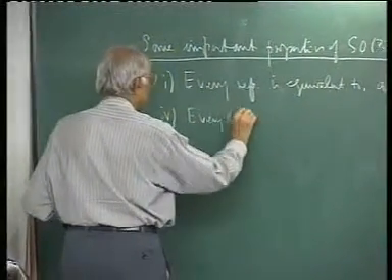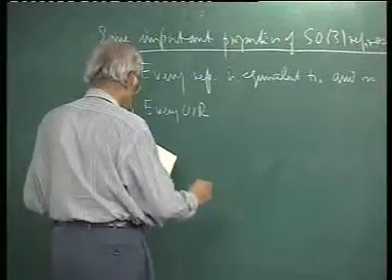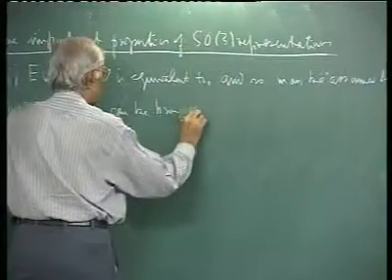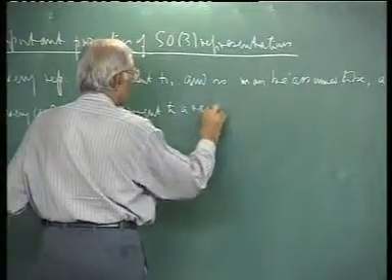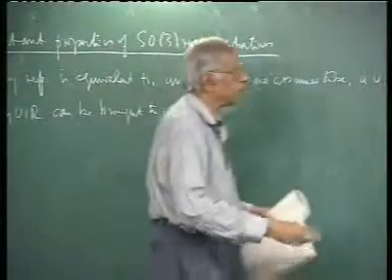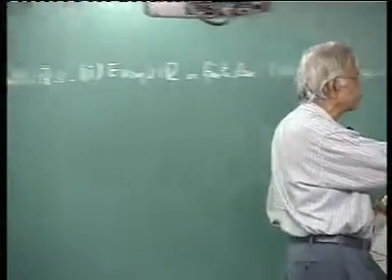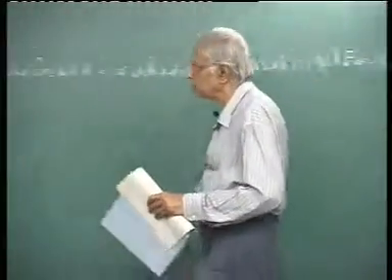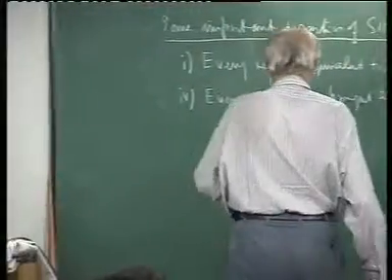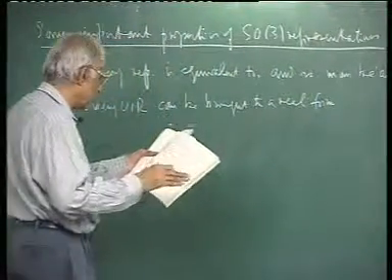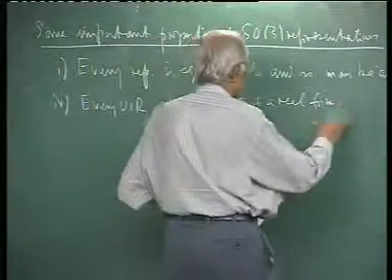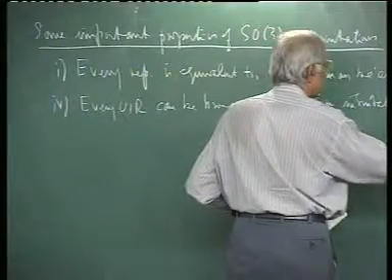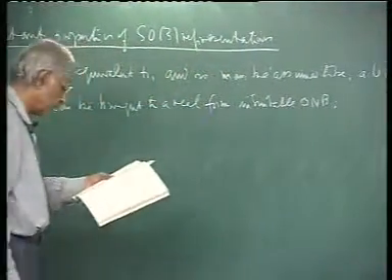Every unitary irreducible representation can be brought to a real form. That means that the matrix D superscript L of A, calculated in some basis, in general, is complex. They are also unitary if you use an orthonormal basis. You can bring it all to real form by suitable choice of basis. So in a suitable orthonormal basis, all the matrices are real.